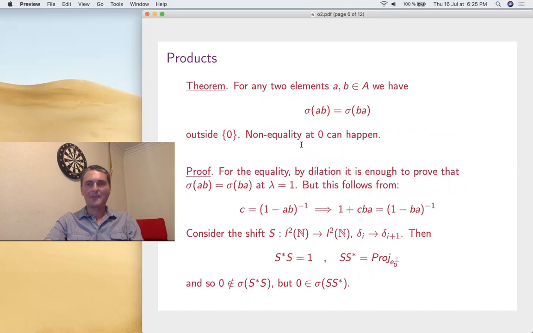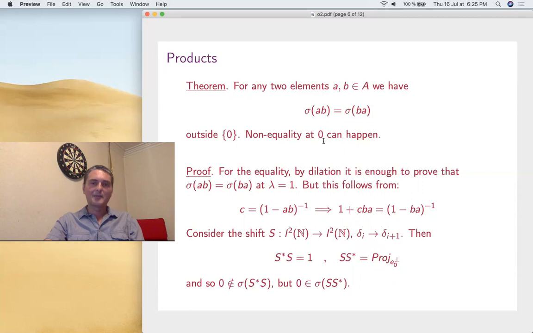That's what we know. Now, another thing is that if you take two matrices, AB and BA have the same spectrum. The same happens here, but not necessarily at the point 0. So let's see how this goes. For the equality, well, it's enough to do it for lambda equal to 1 by dilation, and this follows from the following thing. If 1 minus AB is invertible, 1 minus BA is invertible too.